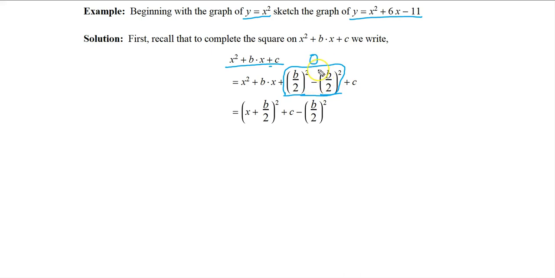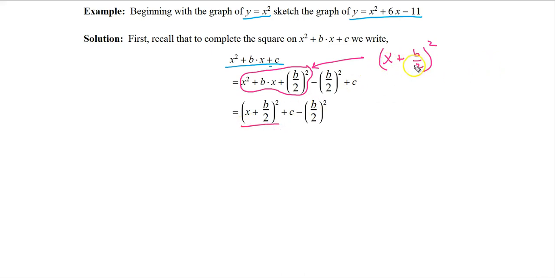Now the reason we do this is as follows. Notice that what we can do now is take this piece right here, and notice that this piece we can factor as this. And so that's right here.